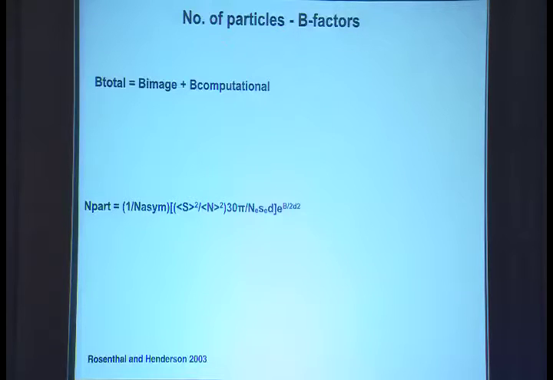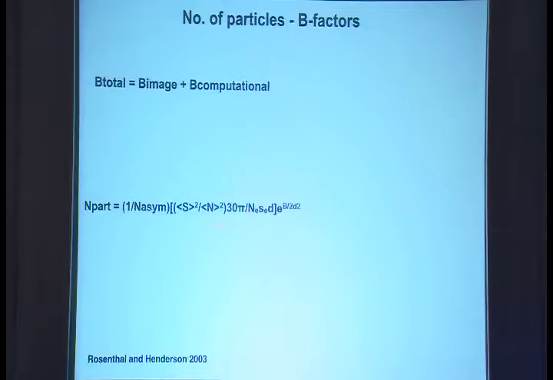Okay, so the number of particles can be estimated from B factors. Again, this comes from Richard Henderson and Peter Rosenthal. They call it B total, which is a combination of B image and B computational. B image means the images are not good, so you have a B factor when you are taking an image. And B computational is whether you can determine the orientation of the particle very accurately. These two together are called B total, which can be estimated from the map.